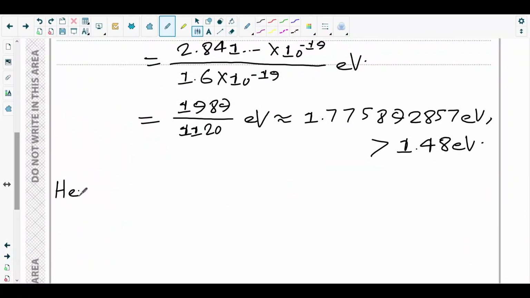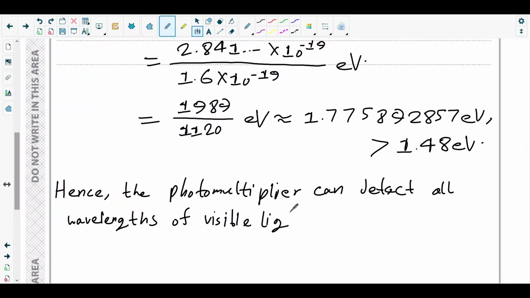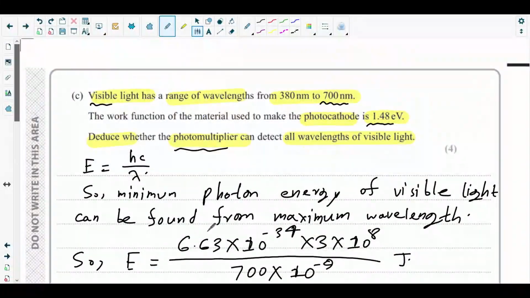Hence, the photomultiplier can detect all wavelengths of visible light. That's it. That's the deduction we can make out of here. Fine.